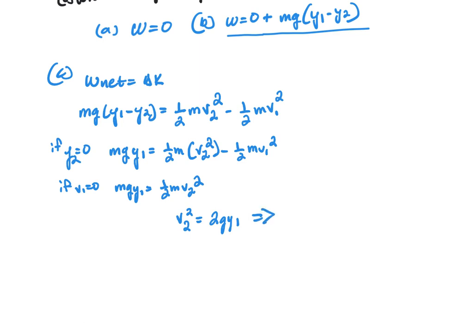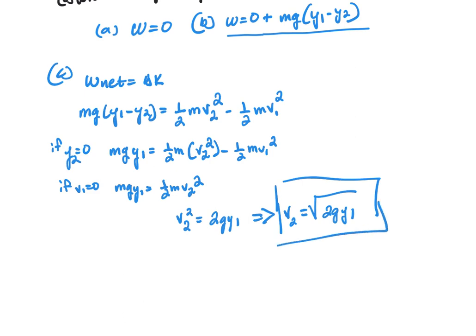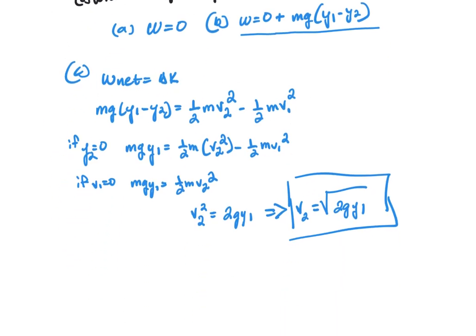Which just comes out to v equals the square root of 2 g y1. So this will be our equation to figure out the speed at point B.